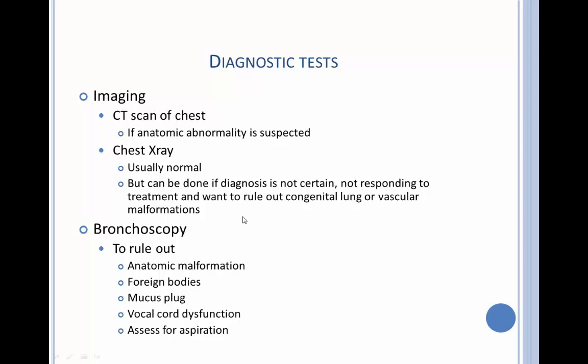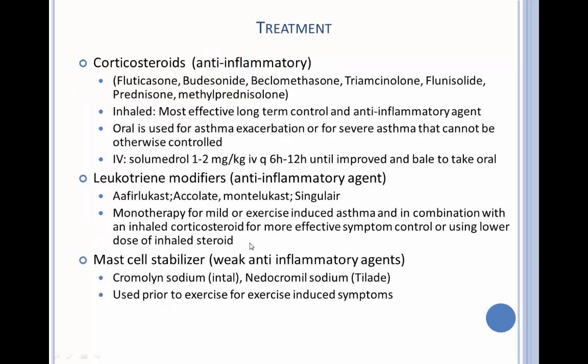Chest x-ray is completely normal in asthma. If you're suspecting other diseases such as pneumonia, you must do a CAT scan of the chest. Other diagnostic evaluations are basically to rule out differential diagnoses such as a foreign body, mucus plug, cystic fibrosis, or bronchial dysplasia. You could do bronchoscopy.